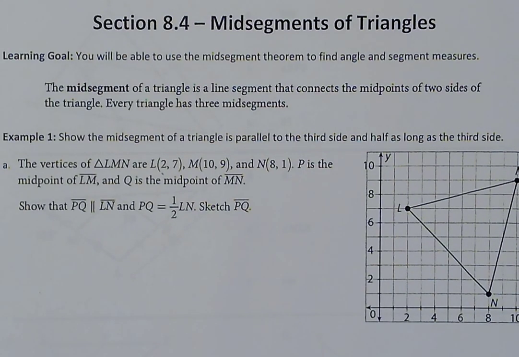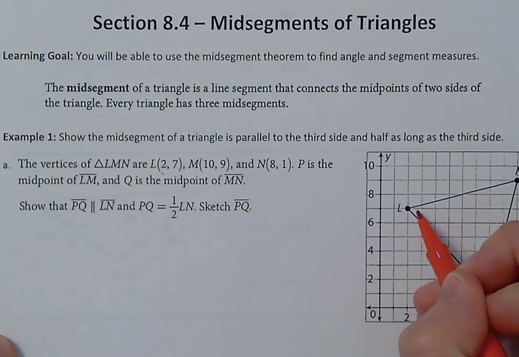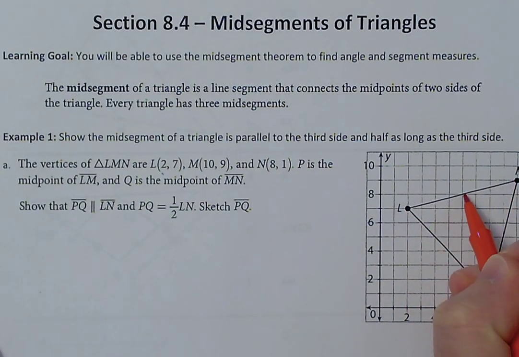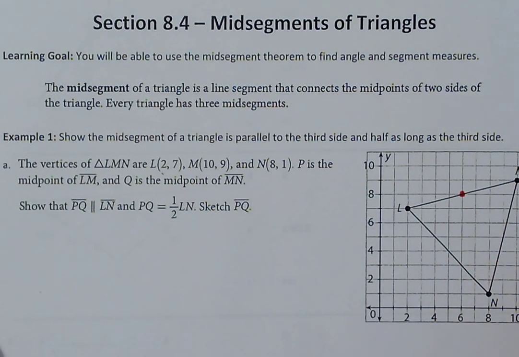Now, there's a whole long drawn out way to go through and do this whole problem. Before we jump into that, I just want to talk more about what a midsegment is. A midsegment is a line segment that connects the midpoints of two sides of the triangle. So let's say that I find the midpoint of LM to be right here, and the midpoint of MN to be right there. Those are my midpoints of those two sides.